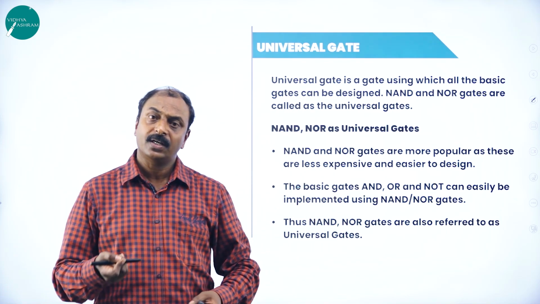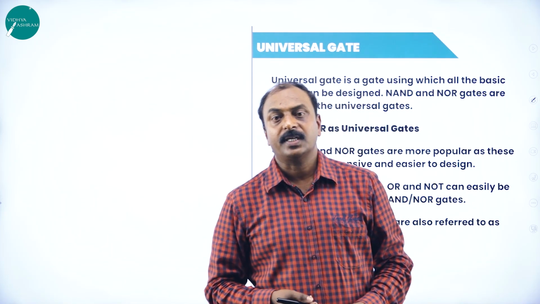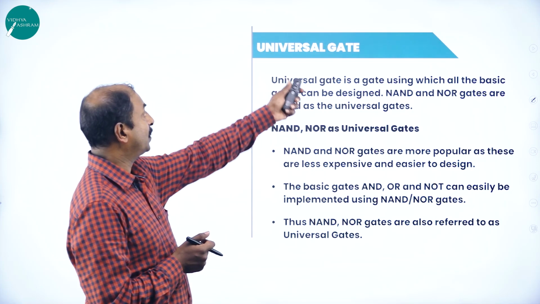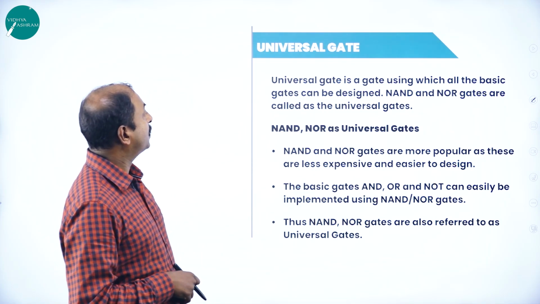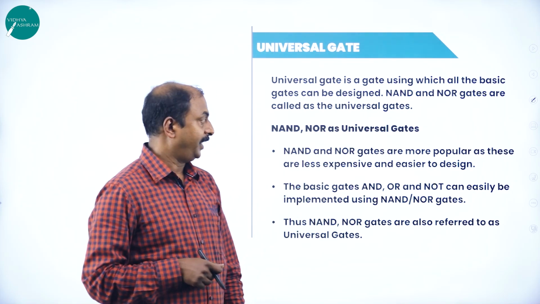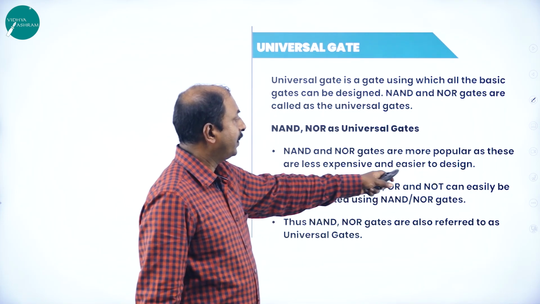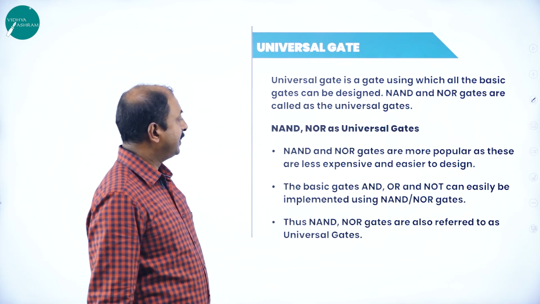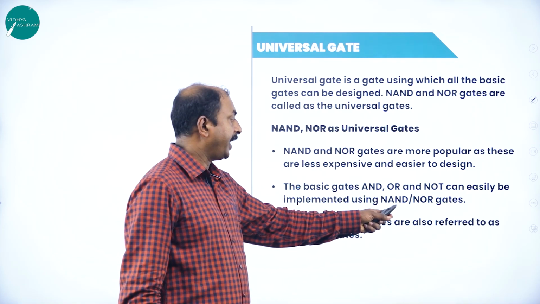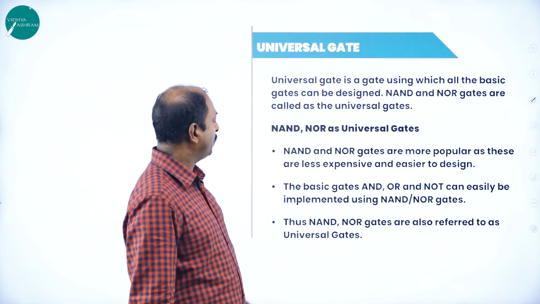Basic gates are AND, OR and NOT. So, what are universal gates? From the universal gates, we can derive or design the basic gates. That is the definition of universal gate. And what are the universal gates? NAND gate and NOR gate. NAND and NOR gates are popular, less expensive and easier to design, and the basic gates AND, OR and NOT can easily be implemented using NAND or NOR gates. That is why we call NAND and NOR gates universal gates.